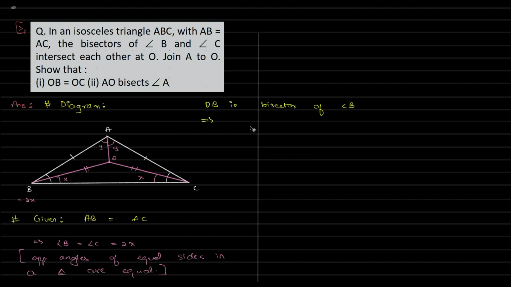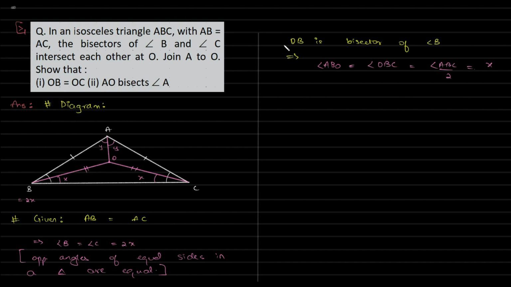And then the statement. So we have, this implies angle ABO, which is equal to angle OBC, which in turn is equal to angle ABC by 2. So this is x, right? 2x by 2 is x. So both are x.